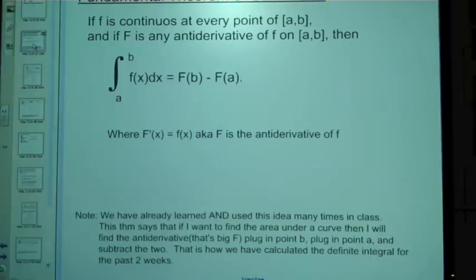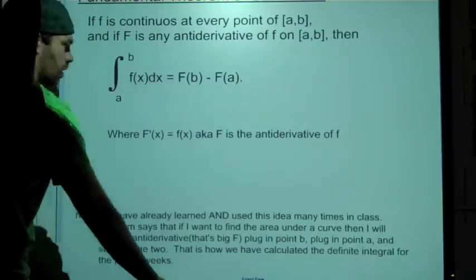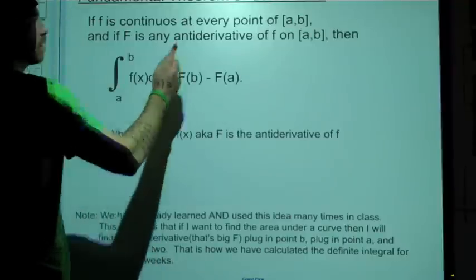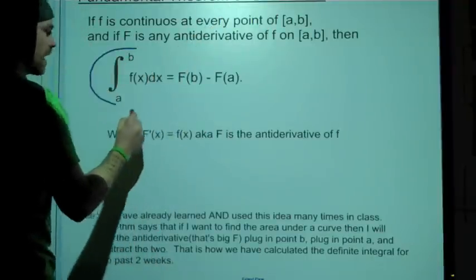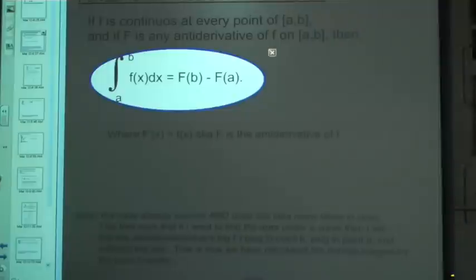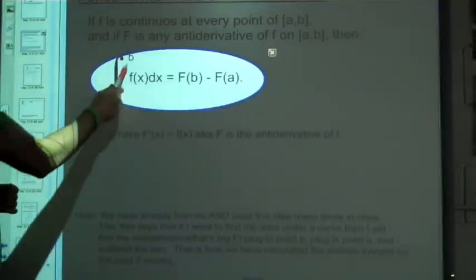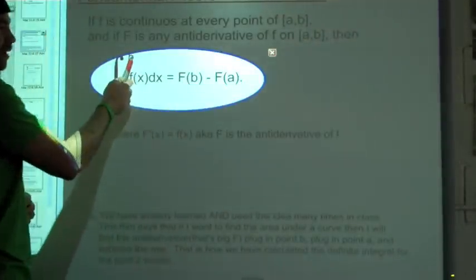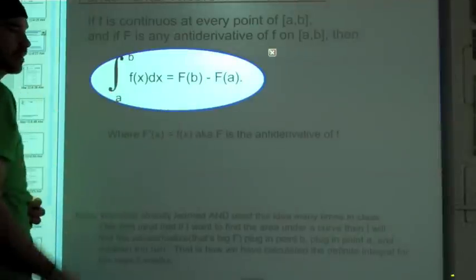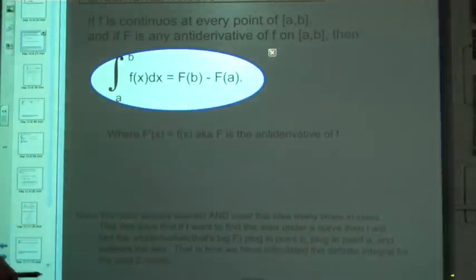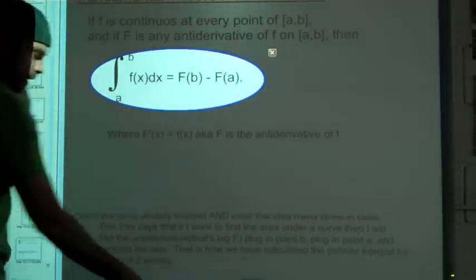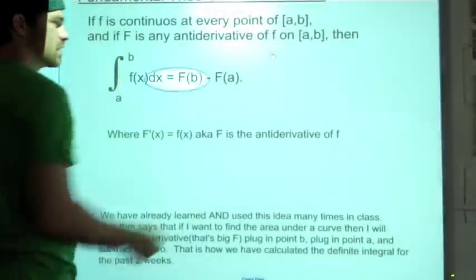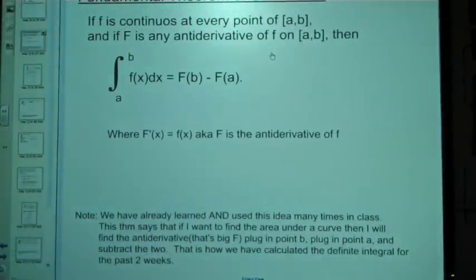The first part is what we have been talking about and using for the past couple of weeks. If I want to find the area under a curve, I find the antiderivative, plug in the upper limit, plug in the lower limit, and subtract them. This is the change in F. So that's what we've been doing. Now we're going to look at a way we can use this to find a particular point.